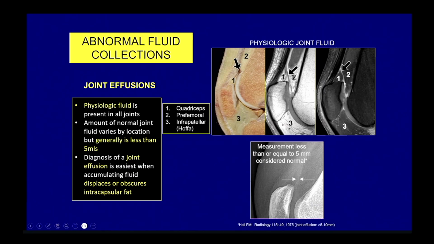That is normal fluid. Now, many years ago, Ferris Hall, who wrote a lot of articles on this, as well as letters to the editor, described a measurement that can be seen on lateral radiographs when you look at the distance between the 2 fat pads shown in the bottom. That distance is the collapsed suprapatellar pouch, and what he and his co-investigators suggested is that if you measure the width.